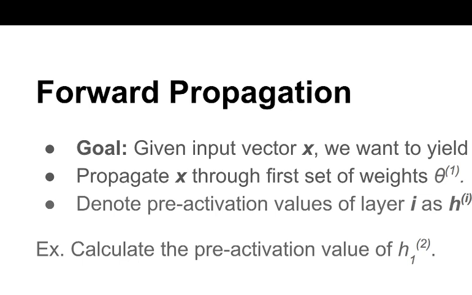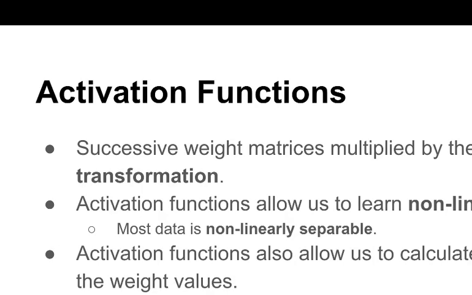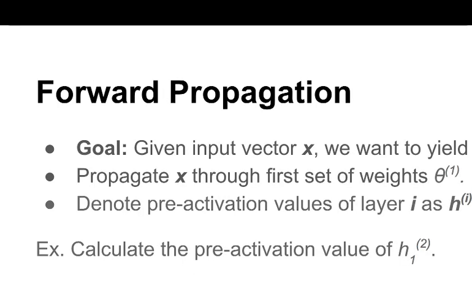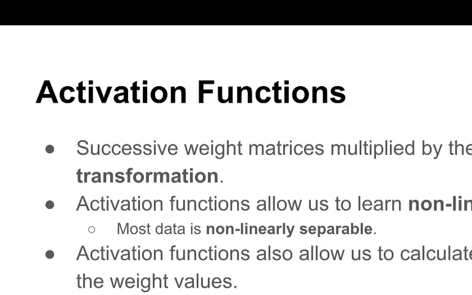And then you would do that for every single neuron in the next layer, right? You do the same thing for this, multiplying with all of the corresponding weights. Now, that's the pre-activation. Successive weight matrices multiplied by the input x would just be a linear transformation. So if all of these are just theta weight matrices, then applying theta after theta is essentially just a linear transformation. And that's not good, because a lot of the data we have in the real world is non-linearly separable.